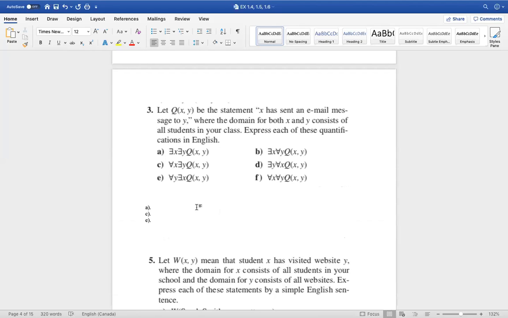So in this question, we have a propositional function, and then we are given the statement it represents. Let Q(x, y) be the statement "x has sent an email message to y," where the domain for both x and y consists of all students in your class. Express each of these quantifications in English. So what we have to do is take this and convert it into English.